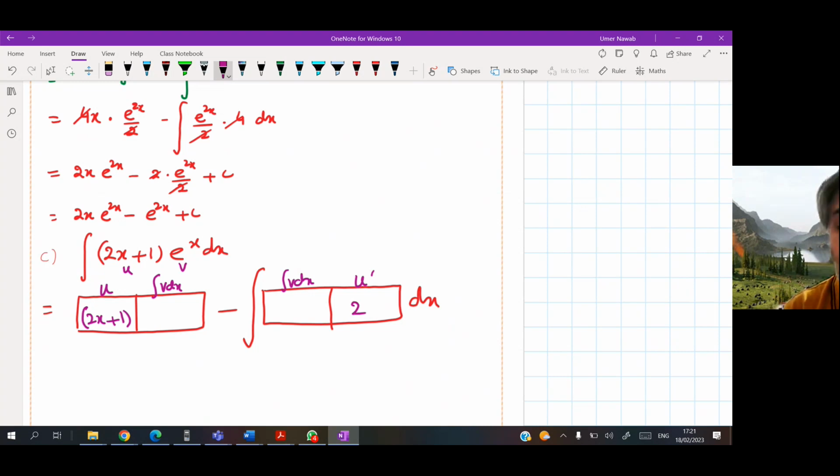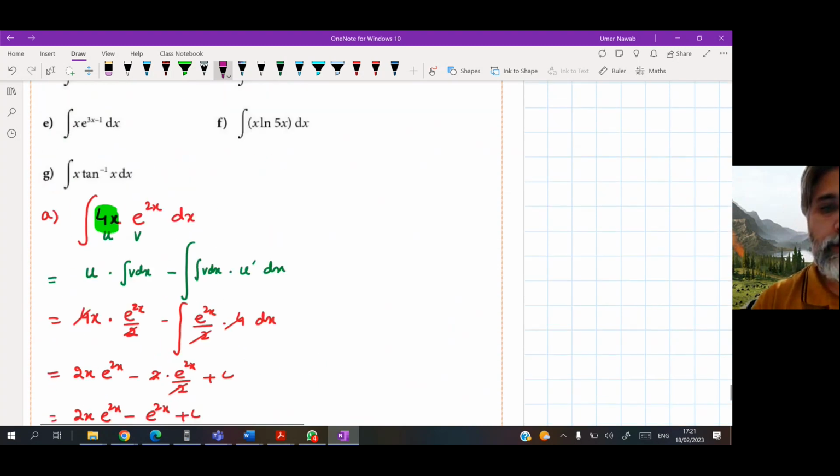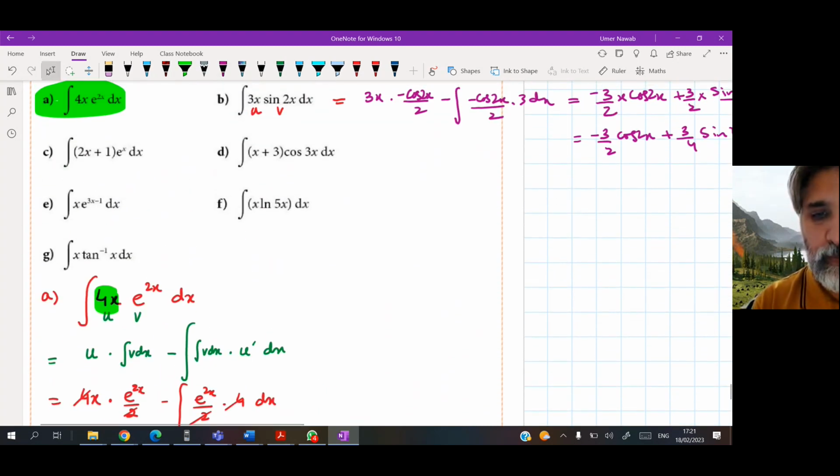The derivative of 2x plus 1 is 2. Integration of ex is ex, and integration of ex again. That's all. The C part is done. Let's go to the D part.